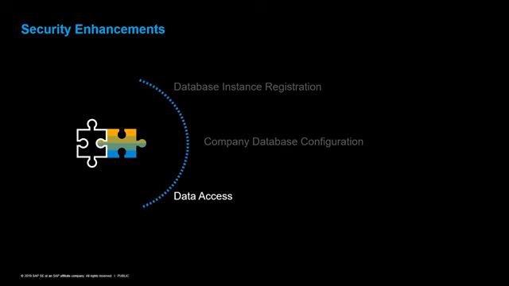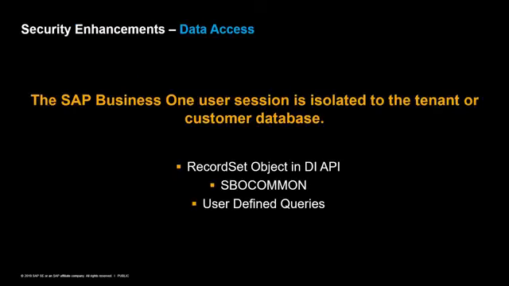The next chapter is about the changes in the data access. The SAP Business One user session is isolated to the tenant or customer database. The security enhancement is impacting the following areas: the record set object in the API, the SBO common database access, and the user-defined queries. It is not possible to use the record set object anymore in the SAP Business One DI API in order to manipulate data from another database. The SBO common database cannot be accessed either.